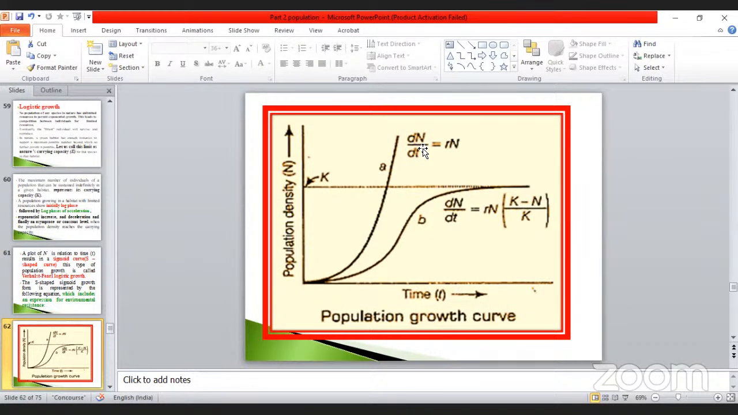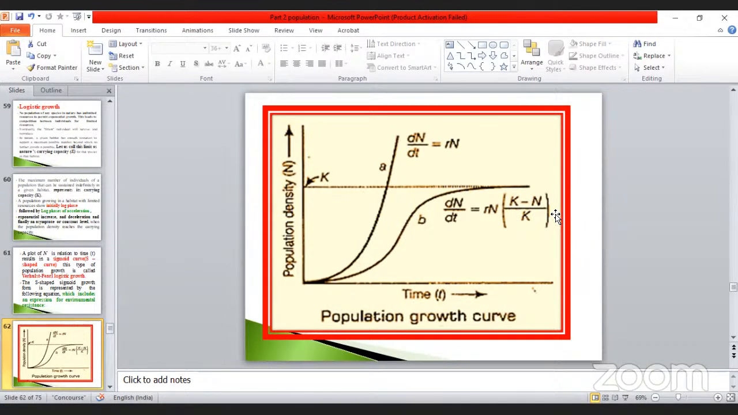And the second one is the same formula, but we are adding K minus N divided by K. K is also called the constant. What is that constant? Already we discussed: the carrying capacity minus the number of population, divided by the carrying capacity. Okay, you will get the sum.